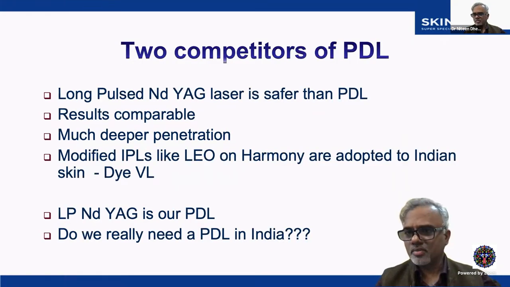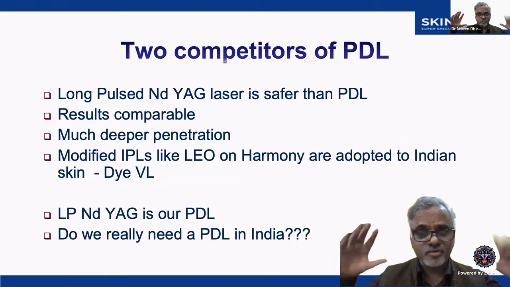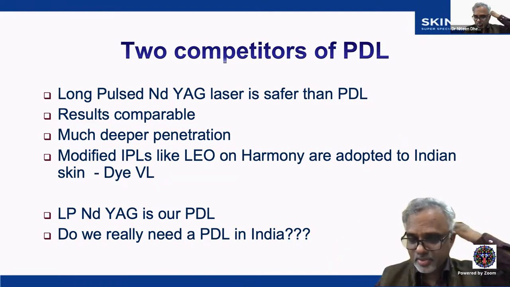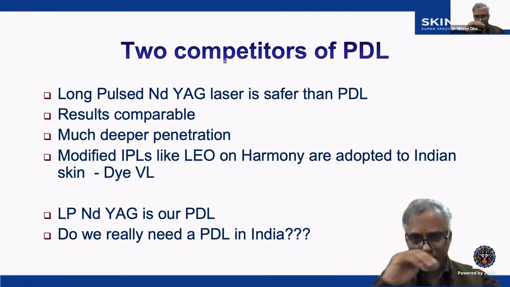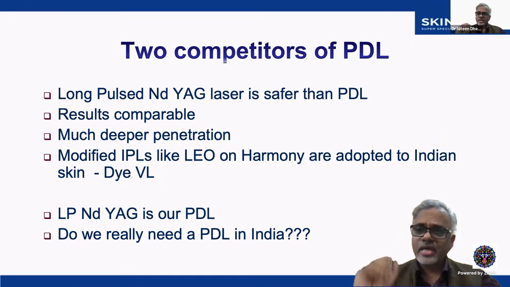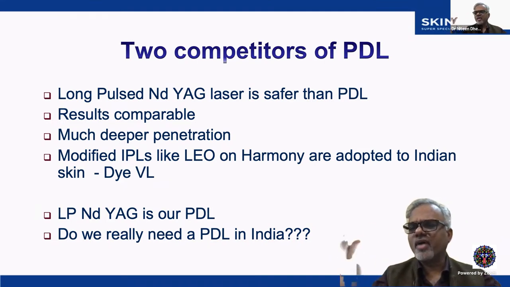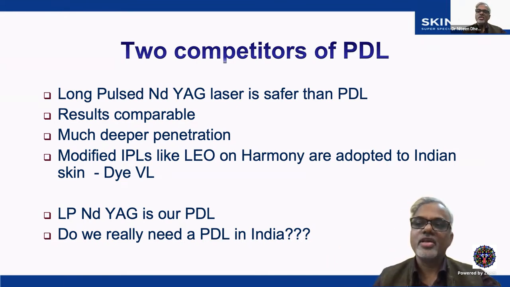There are two competitors of the pulse dye laser. The pulse dye laser used to cost millions and millions, maybe more than a crore. But now there are some other machines which give equally good results in vascular lesions. One is the Nd:YAG laser. The Nd:YAG laser is used for hair removal, but if you have a pulse width of 5-6 milliseconds, then it can be used as a vascular laser in hemangioma. And there's another, which is IPL.